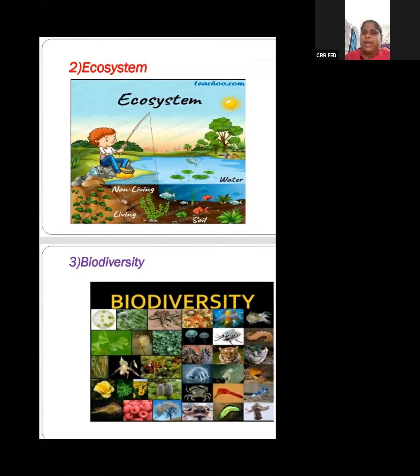We are living in grassland. So that is the importance of the ecosystem. Even from microorganisms up to human beings, each and every organism plays an important role in the ecosystem.